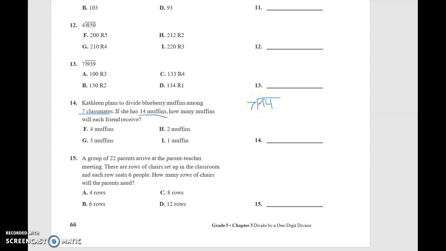Okay. So, how do I solve this? Can I do this mentally? Yes. How many times can 7 go into 14? 2 times, because 7 times 2 is 14. And then we subtract. So how many muffins will each friend get? 2 muffins. How was that one? Easy.